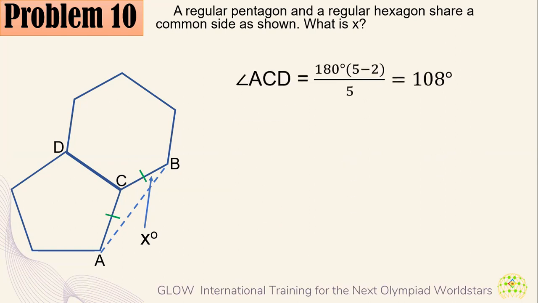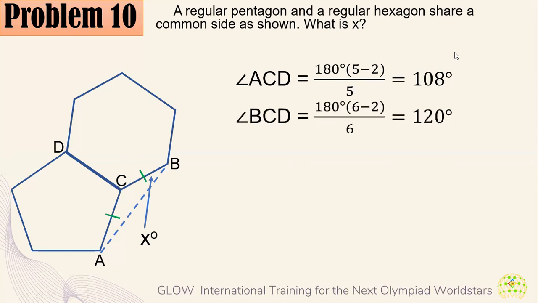Now, from here, let's get the measure of angle ACB. Remember, this is a pentagon, and to get the measure of each interior angle of a pentagon, we use the formula 180 times the number of sides minus 2, divided by the number of sides. The numerator here represents the sum of all the interior angles of a pentagon, which is 180 times 5 minus 2. And since you have 5 angles, you have to divide by 5. And that gives you 108 degrees.